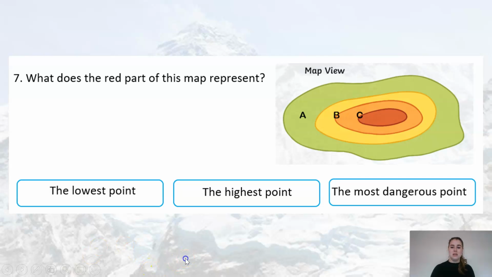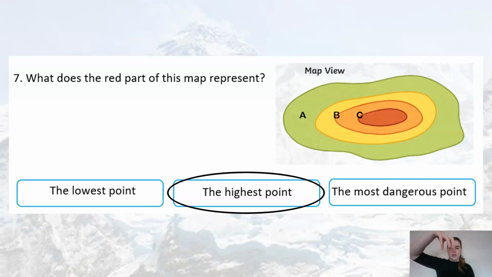Okay, it is indeed the highest point. So this is what we call a map view. We're looking at an aerial view from above. If we look at this as a side-on view, that red part would be right at the top. So it's the highest point of that hill.